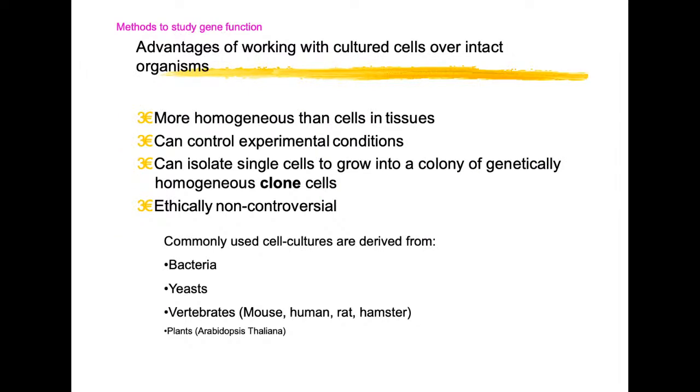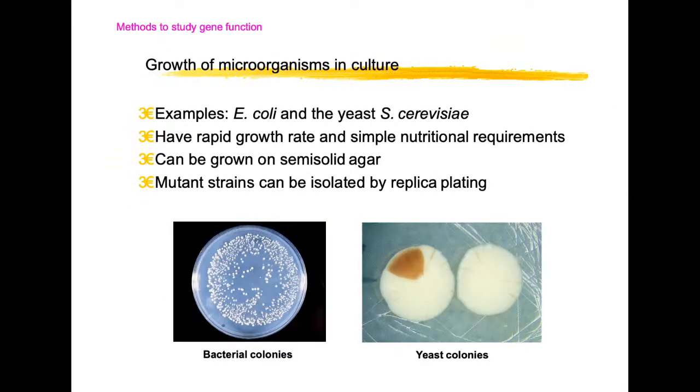Some advantages of working with cultured cells over intact organisms: they are more homogeneous than the cells in tissues, and we can control experimental conditions. We can isolate single cells to grow into a colony of genetically homogeneous clone cells. Ethically, they are non-controversial. Commonly used cell cultures are derived from bacteria, yeast, vertebrates, then plants like Arabidopsis thaliana.